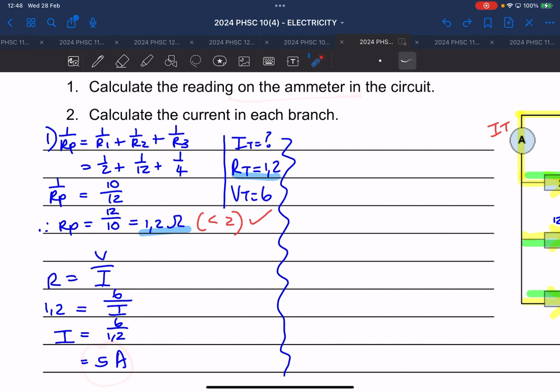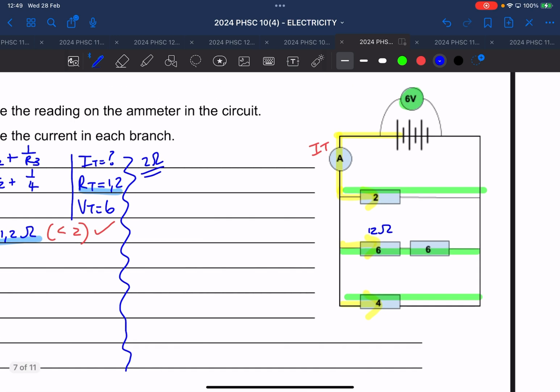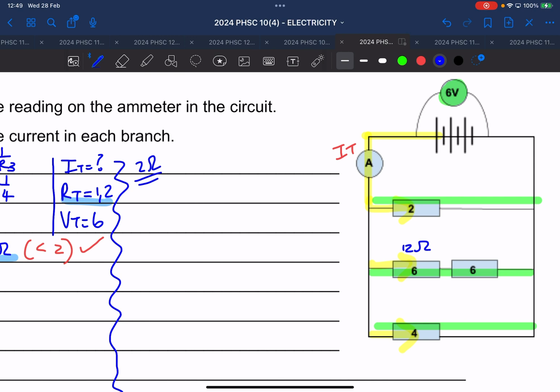Now they ask, calculate the current in each branch. So how many of the 5 men choose to go through there? How many choose that? Okay, so we have to look at a branch at a time. So let's look at the 2 ohm branch first. We want to calculate the current. What is the volts for the 2 ohm branch? 6. Sizwe, what is the resistance of the 2 ohm branch?